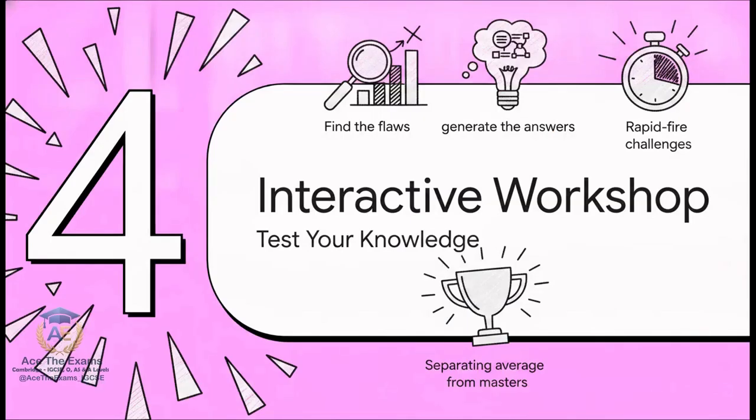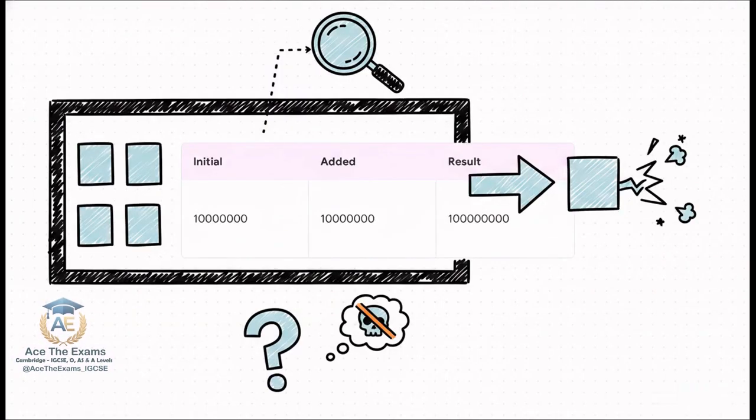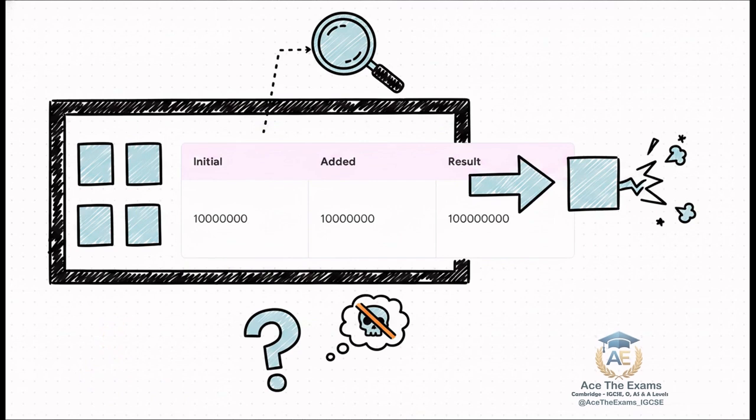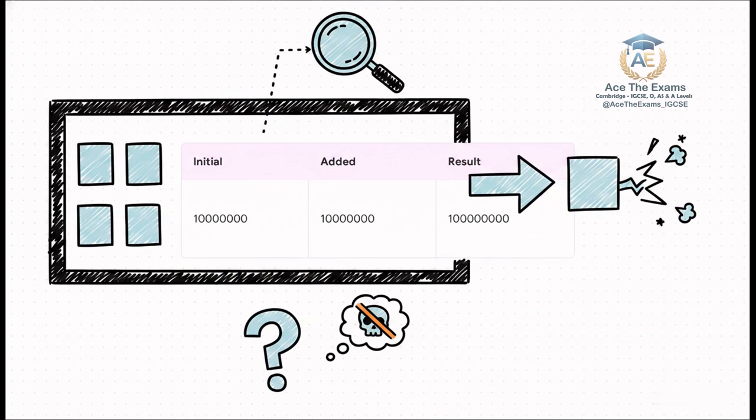Section 4, Interactive Workshop. Let's test your mettle. Challenge 1, Data Scan. Let's run a mental simulation here. What is actually happening when things go wrong? Let's say we add a binary 1 followed by 7 zeros to another 1 followed by 7 zeros. What do you actually get? You get a 1 followed by 8 zeros. That is 9 bits. But remember, your CPU register is strictly 8-bit. So that 9th bit, the most significant bit, is pushed right off the edge into the absolute void. It just vanishes. And that data loss, that is the exact technical definition of an overflow error.